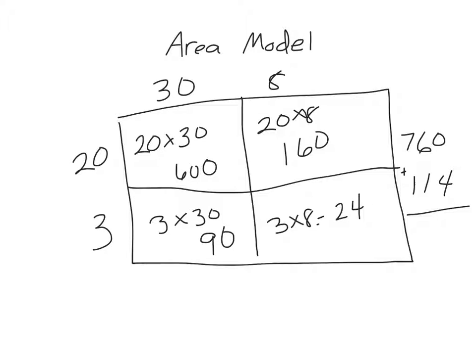By multiplying a smaller amount, we technically have 1, 2, 3, 4 partial products in this case. We can then add them together to get the same answer of 874.